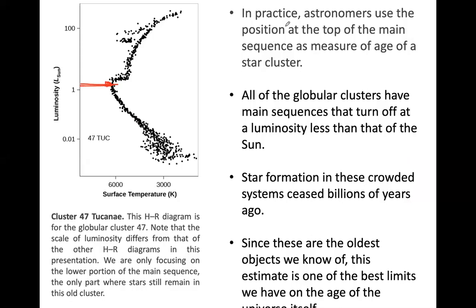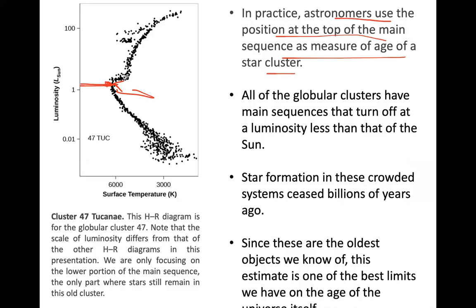Now in practice, as you see here, the astronomers use the position at the top of the main sequence as the measure of the age of a star cluster. So that is this point right here, right? This point right here. So that is the position at the top of the main sequence.